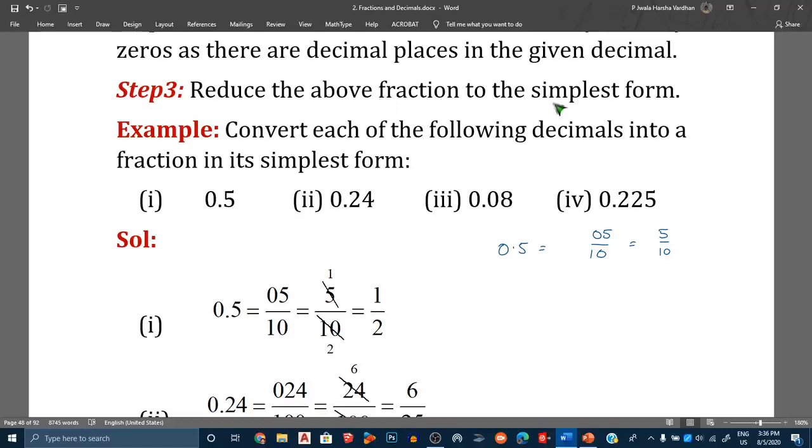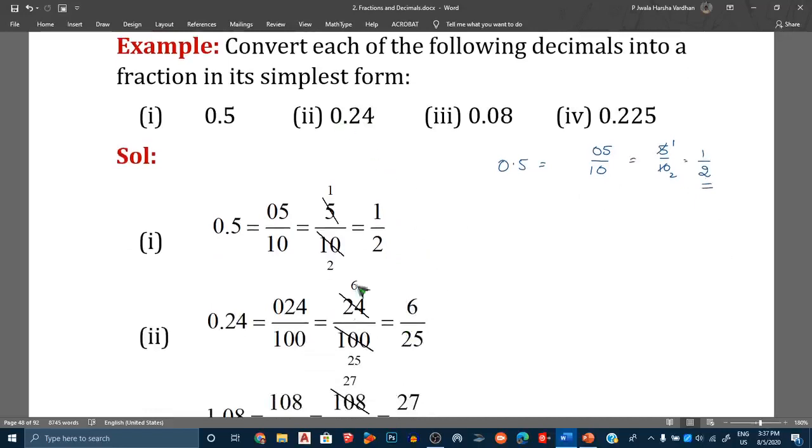So what is the next step? Reduce the above fraction to the simplest form. Means you have to divide both numerator and denominator by the common factor. So here I can divide both numerator and denominator by 5. 5 ones are 5, 5 twos are 10, which is 1 by 2. So now the fractional conversion of 0.5 is 1 by 2. So like this we can convert.